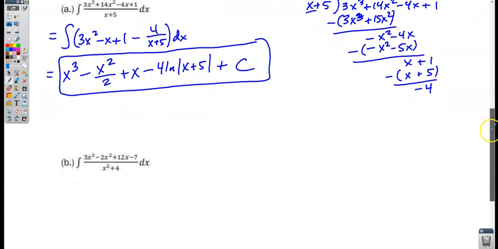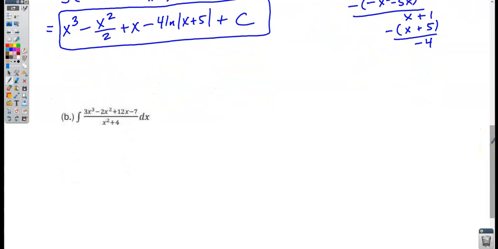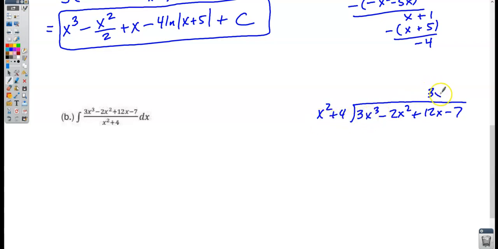Let's go ahead. We'll look at a second example here. In this case, the denominator is x squared plus 4, but still, we've got a polynomial and the degree is smaller than the degree in the numerator. So we're going to go ahead and do some polynomial long division. And we've got, let's see, 3x to the third minus 2x squared plus 12x minus 7. And let's see, I need to multiply x squared by 3x to get my first term here. So I'm going to multiply that by 3x to the third plus 12x.